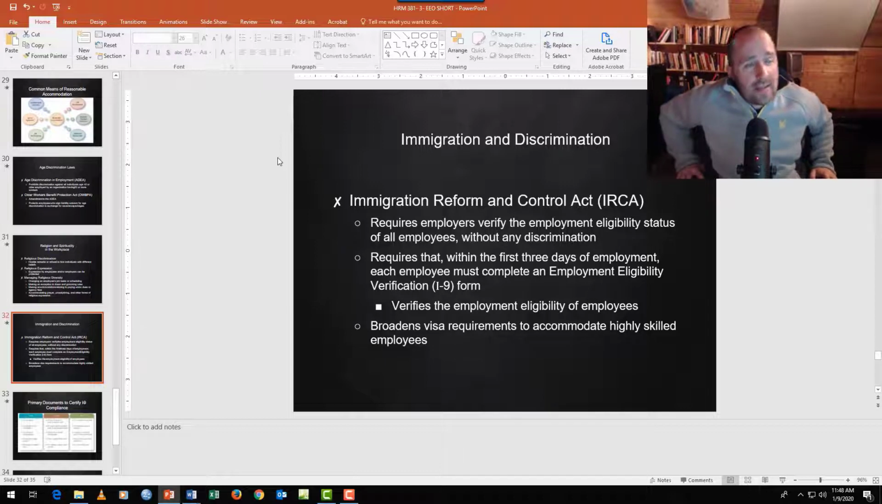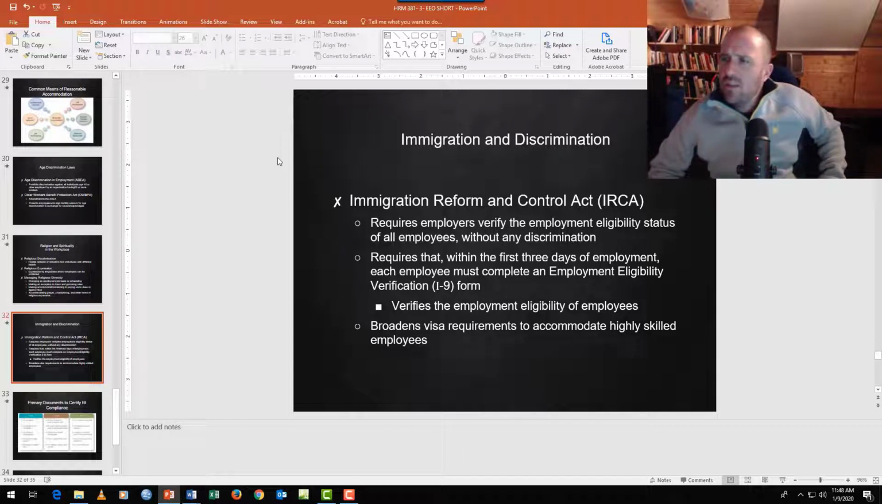Immigration Reform and Control Act, 1986. I believe a big part of this is that you have 72 hours as an HR person to document two things from anybody who you hire at the company. Number one, identity. They are who they say they are. And number two, work authorization. They're legally authorized to work in the United States.